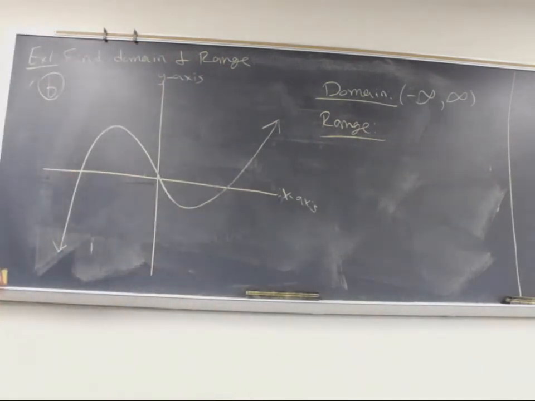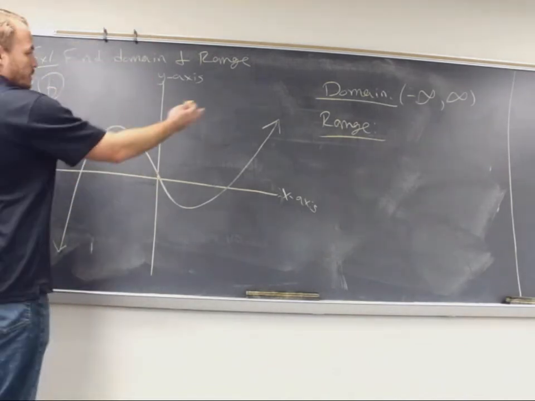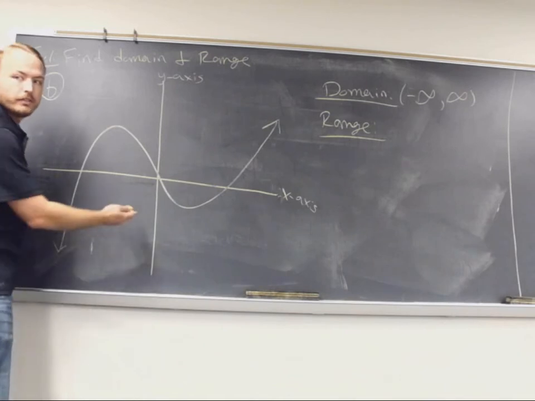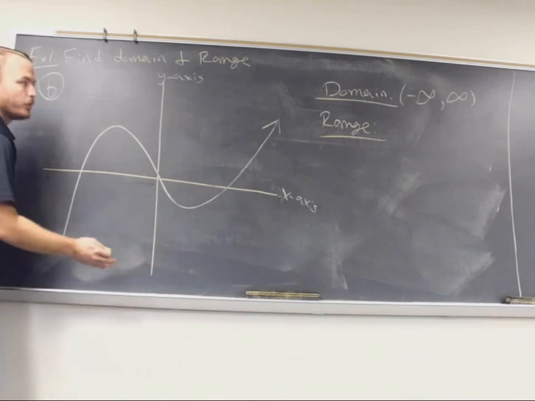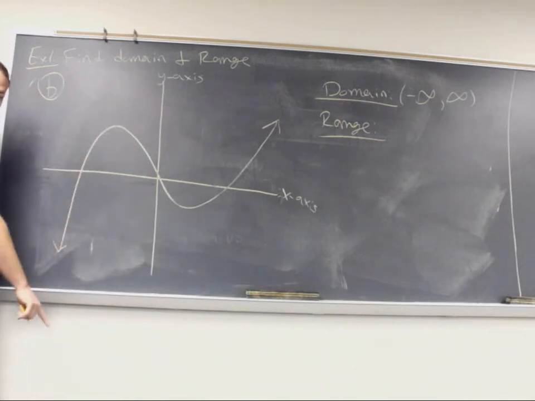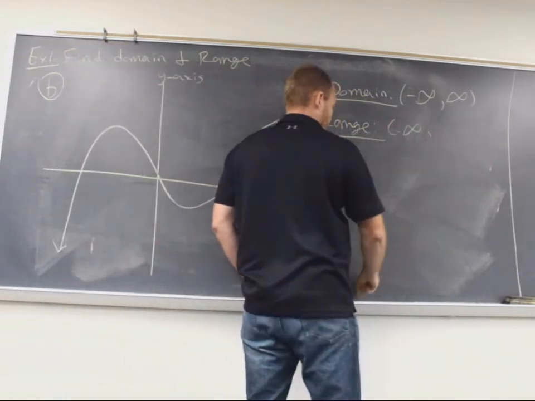Okay, now the range is the set of all y values. It works the same way as domain. You find your smallest y value first, whatever is the lowest, and then you work your way up to whatever the highest value is. So this arrow keeps going down forever to negative infinity, comma.